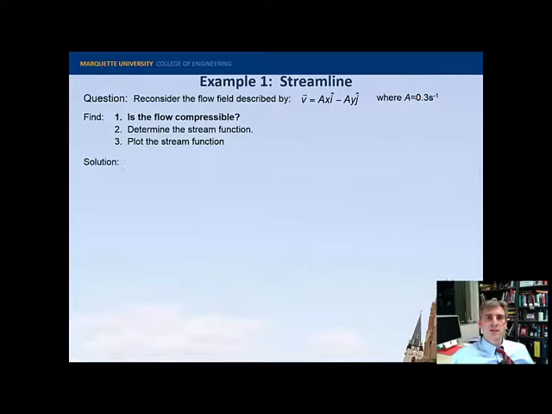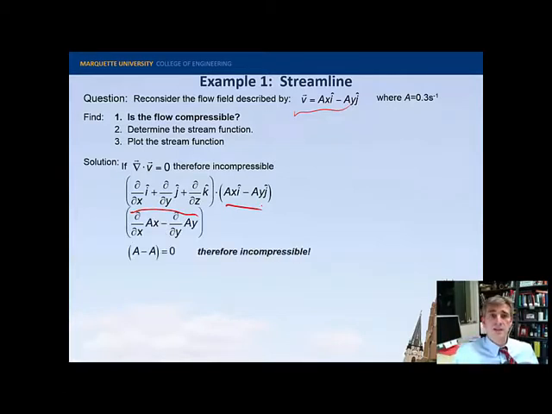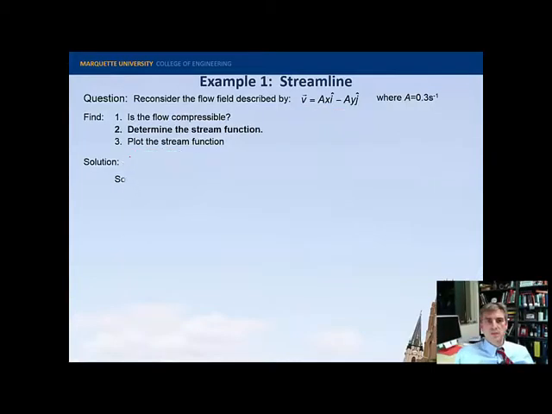So is the flow compressible? This is easy enough to do. We know that for the flow to be incompressible, it has to satisfy del dot v equals 0. We showed that earlier. So we have the velocity here, and we can carry out this divergence. The del operator by definition is this guy right here, and there's our velocity vector. Easy peasy. You just take the derivative, and you'll see that we get a minus a, which is equal to 0, which satisfies this requirement, so it is incompressible.